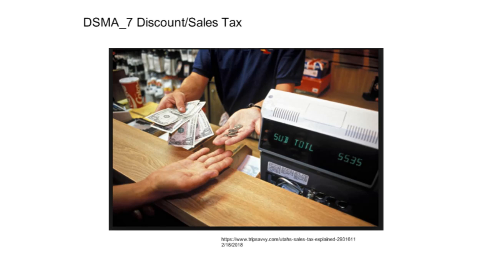DSM-A 7 is about discount and sales tax. So we're going to learn how to find the discount amount, sale price, how to find tax rates, the total purchase price, also how to find percent increase and percent decrease in this section.